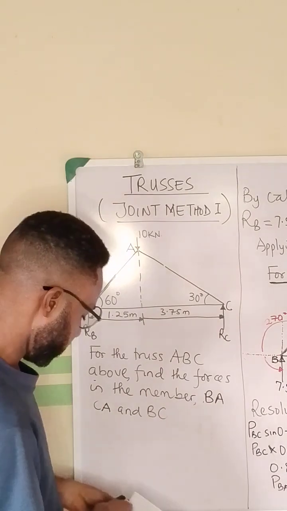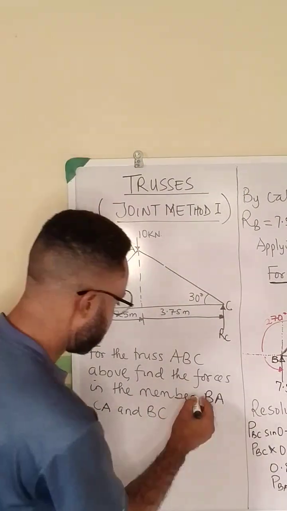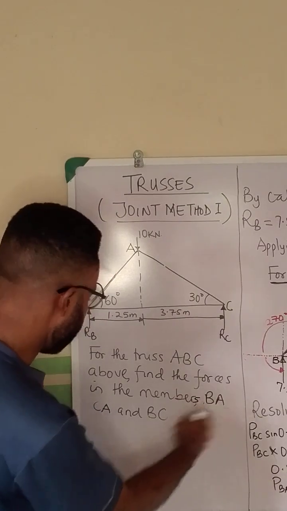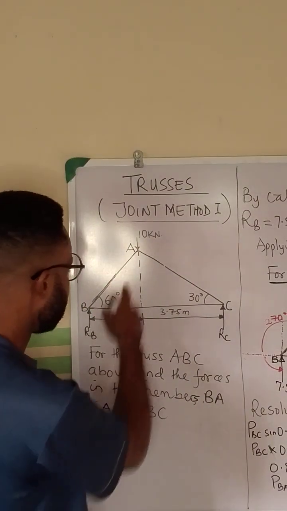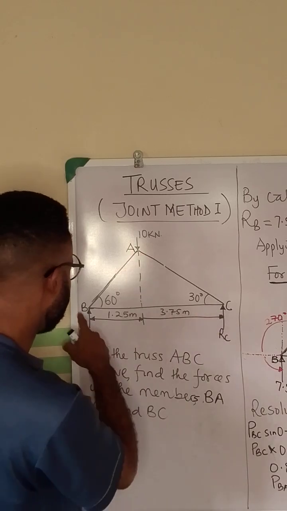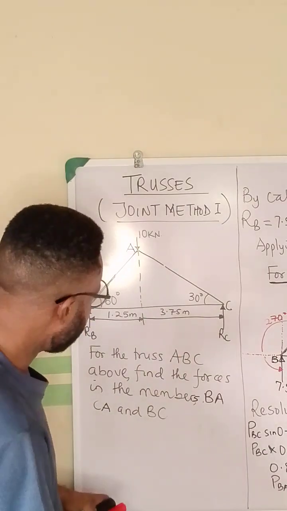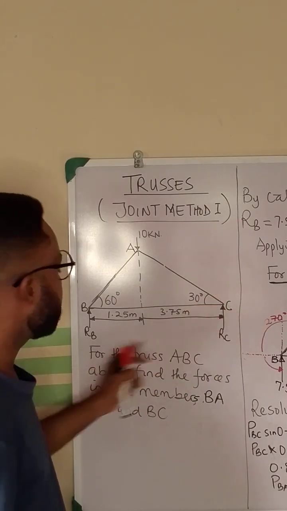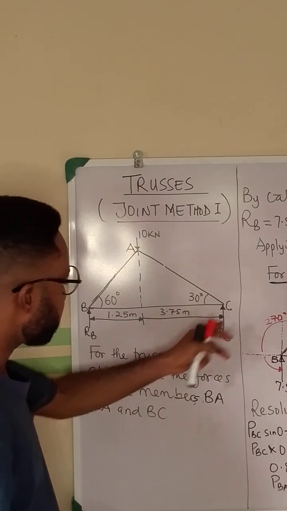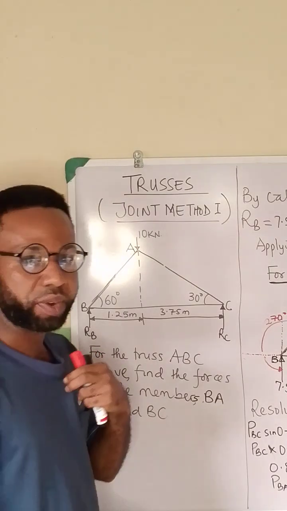For the question, we're asked, for the truss ABC, to find the forces in the members BA, CA, and BC. Before we find the forces in the members, we have to determine the reactions.